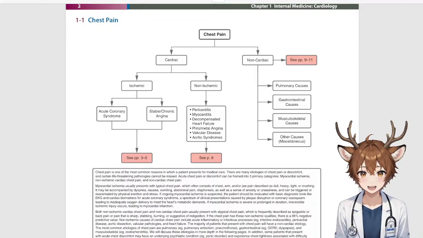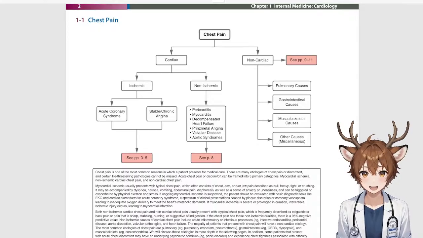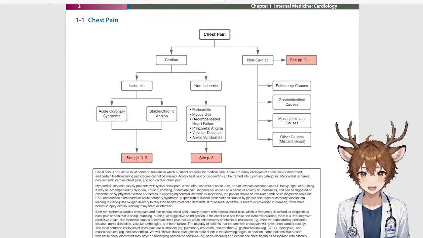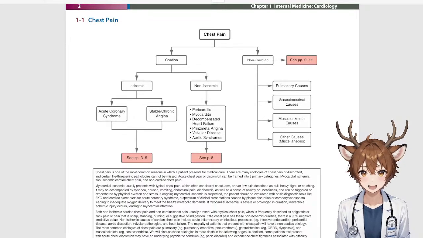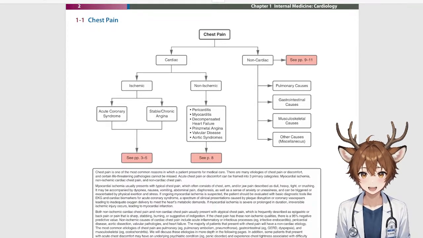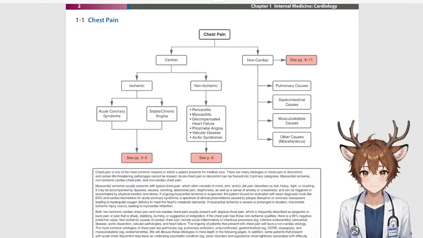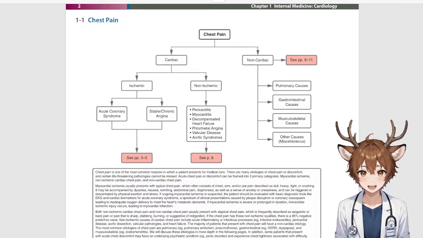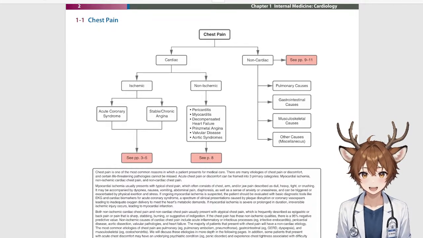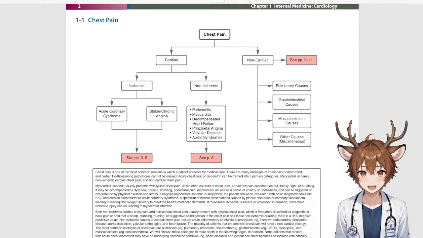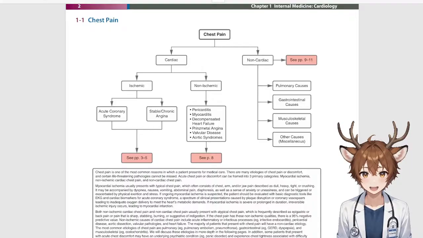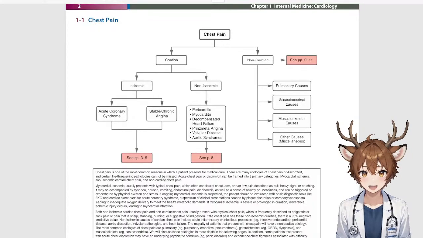What about chest pain that is cardiac in nature? Well, it could be ischemic or non-ischemic. If it's non-ischemic, we should think about things like pericarditis, myocarditis, decompensated heart failure, Prinzmetal angina, valvular heart disease, and aortic syndromes. What about if it's cardiac but ischemic? Let's say it's ACS or stable/chronic angina, so acute coronary syndrome or stable/chronic angina. In that case, we have to look at pages 3 through 5.